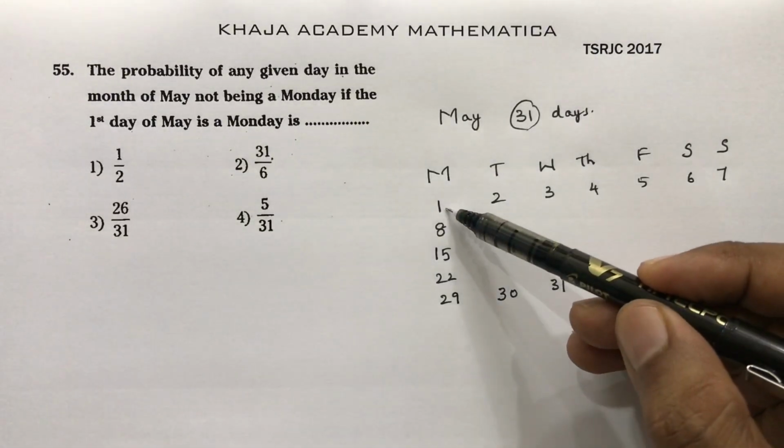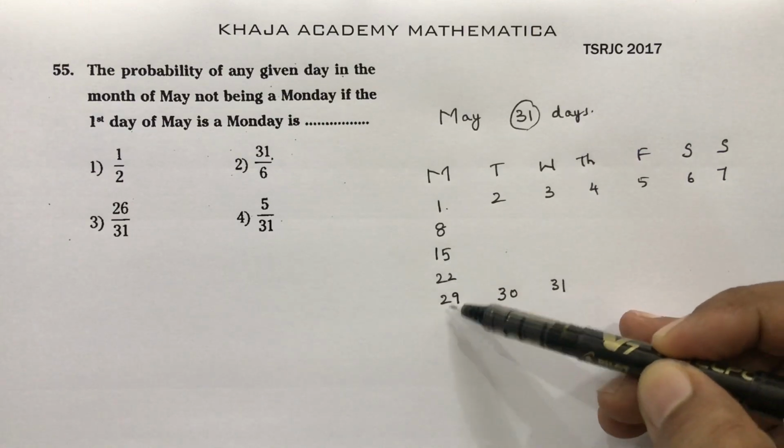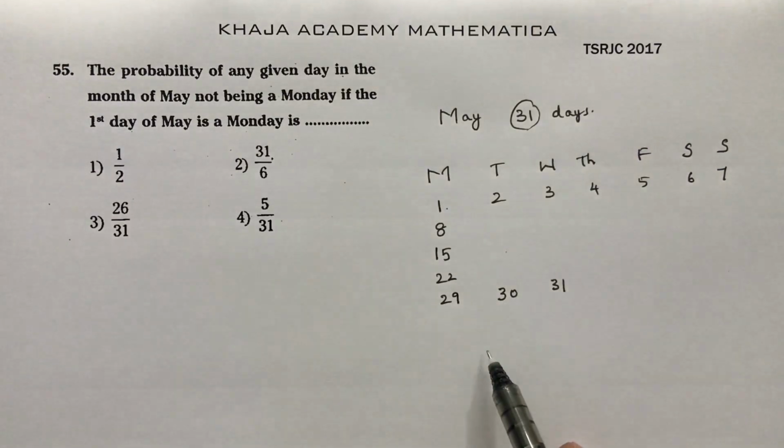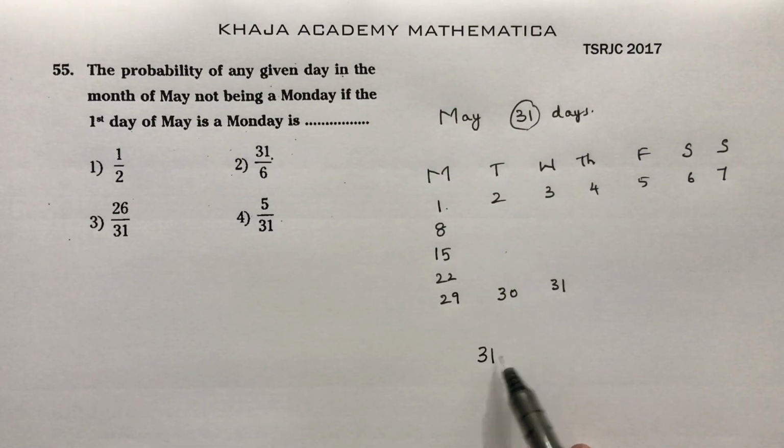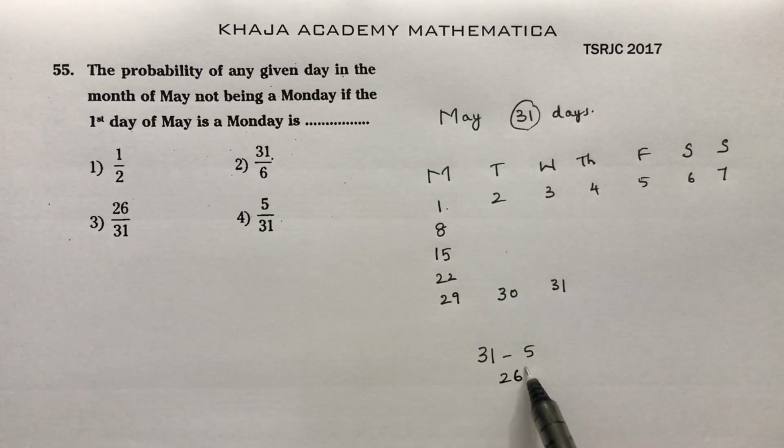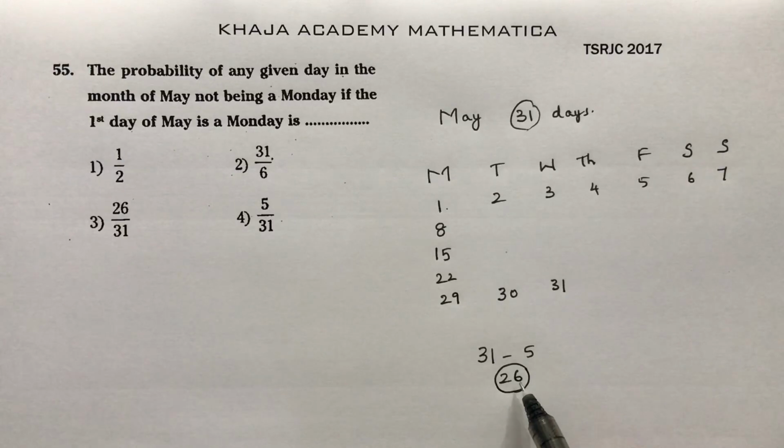Now see, they are asking about not being a Monday if the first day of May is Monday. If the first day is Monday, then we are getting 5 Mondays. Out of 31, if we take out 5 Mondays, how many days are left? 26 days are left which are not Monday.